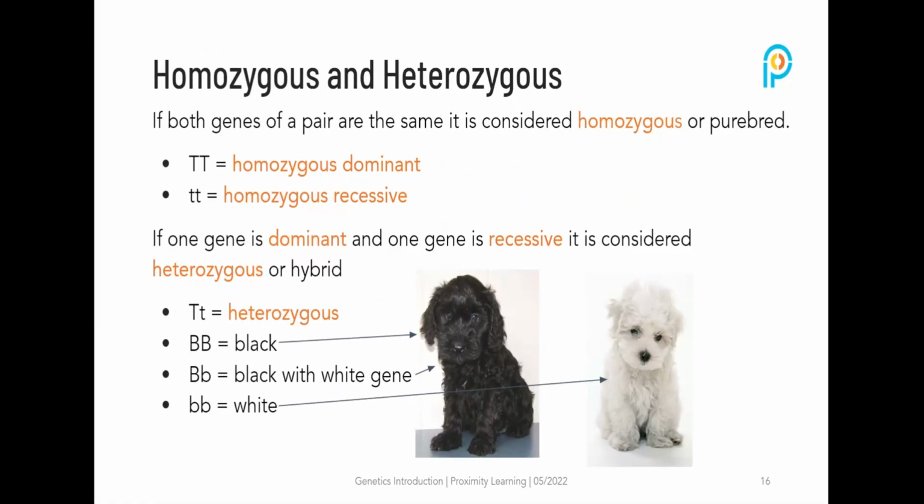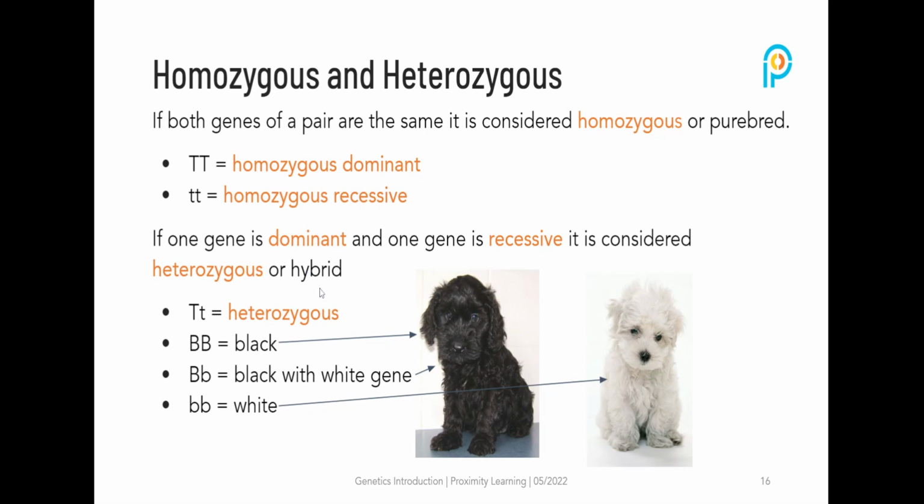So if both the genes of a pair are the same, it is considered homozygous or purebred. If they're the same, capital T or lowercase t, they're going to be homozygous. They're homozygous dominant if they're both capital. They're homozygous recessive if they're both lowercase.